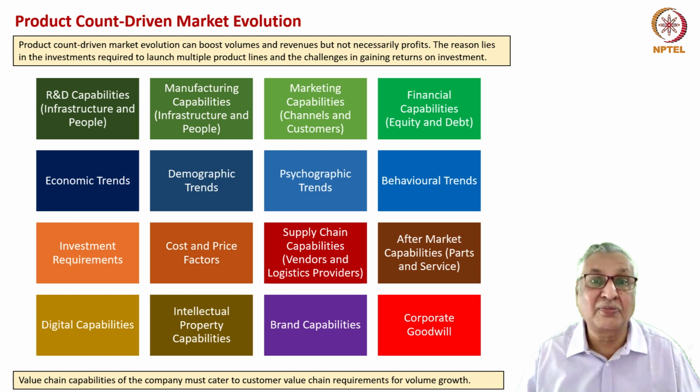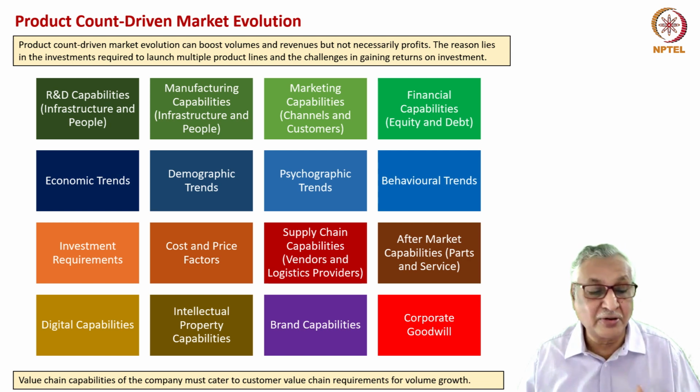Then we have the financial parameters, the investment requirements, cost and price factors, supply chain capabilities, vendors and logistics providers in terms of their health and wealth, and the aftermarket capabilities in terms of serving the customers even in the post sales period through parts and service. Some of these could be independent business lines as well. Then we have got supplementary and supportive requirements, digital capabilities, intellectual property capabilities, brand capabilities, and corporate goodwill.